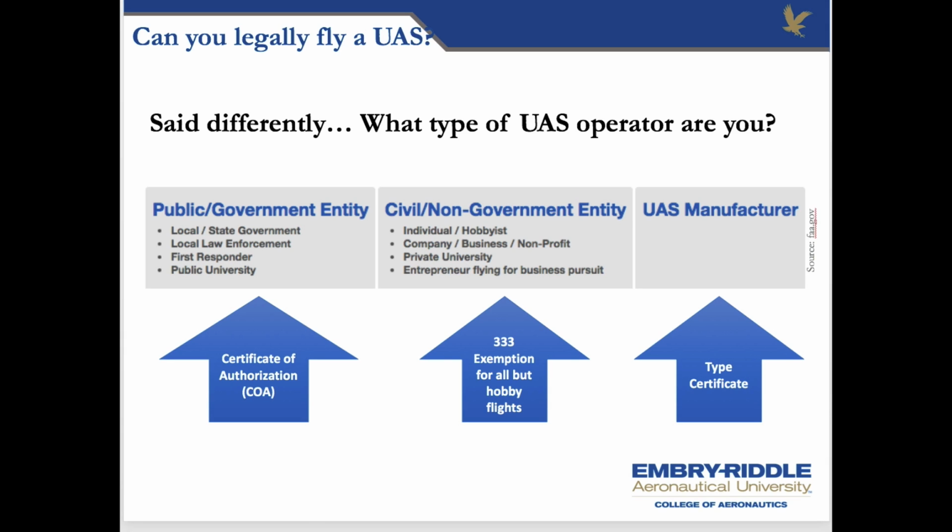The UAS manufacturers, just like manned aircraft manufacturers, may go through a type certificate process. They want to be able to go out and prove that the UAS is worthy and safe to fly in the NAS, which will allow it to be considered for a 333 exemption and right on down the line.